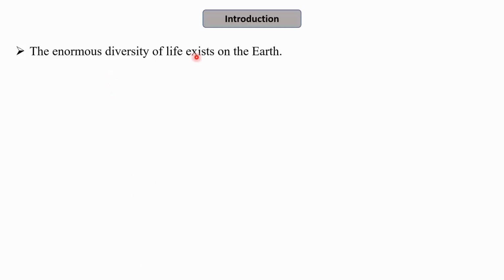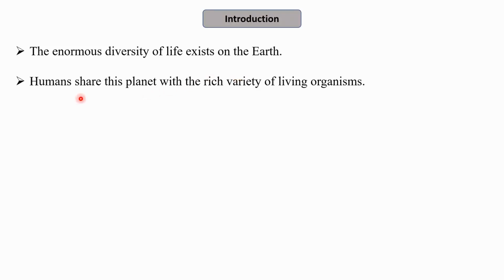There is an enormous diversity of life that exists on the earth. We know that the existence of life began very early, and an enormous diversity of life has evolved at different time points and is now present on the earth. Humans are not the only organisms on this planet, and they share this planet with a rich variety of other living organisms.